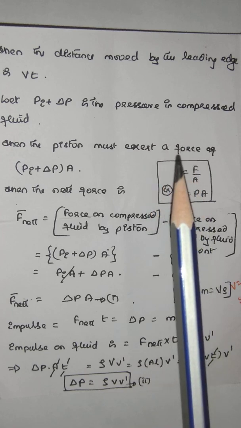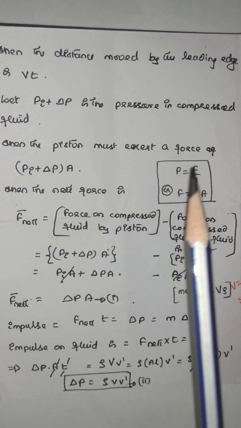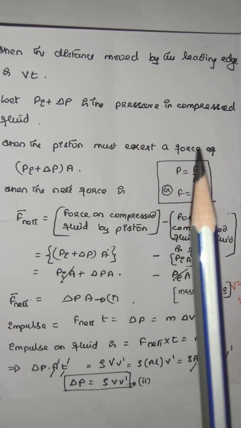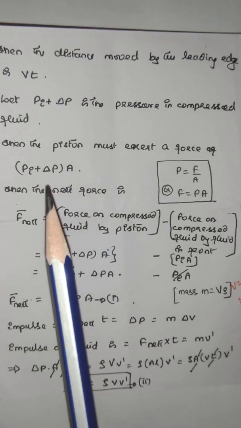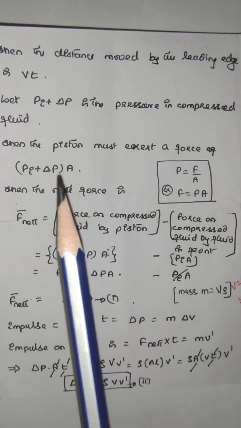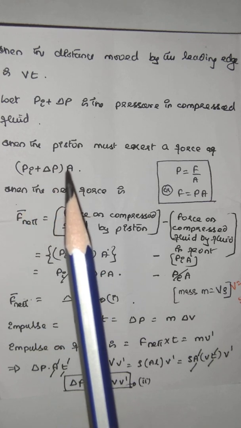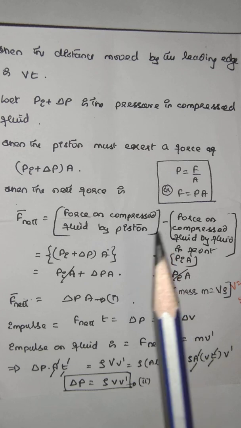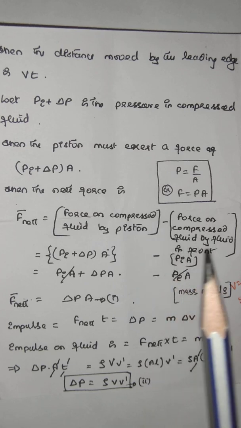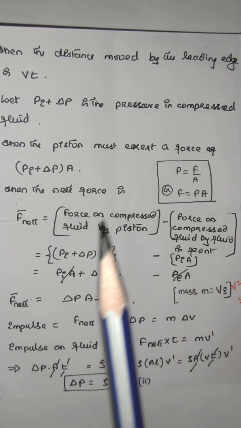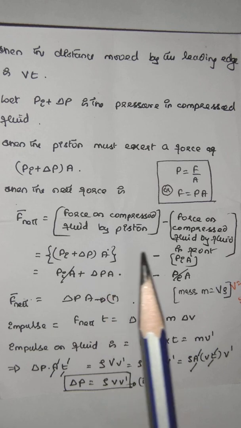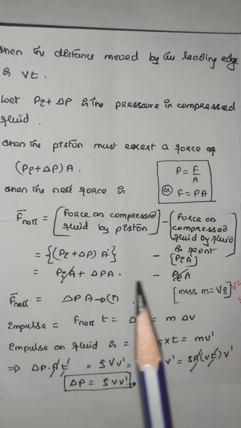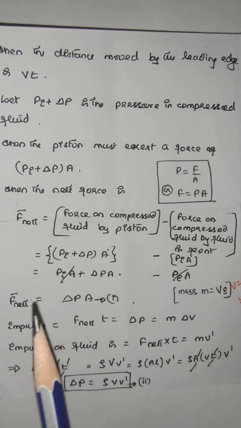Then the piston must exert a force. What is this force? Pressure is equal to force by area, so force is equal to pressure into area. Therefore, the force exerted by the piston is Pi plus delta P into A. Then the net force is the force on the compressed fluid by the piston minus the force on the compressed fluid by the fluid in front. That is Pi plus delta P into A minus Pi into A. On simplification, the term Pi A cancels and we get delta P into A, which is the net force.